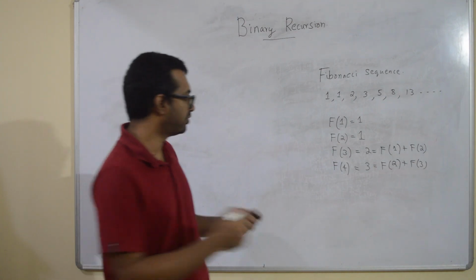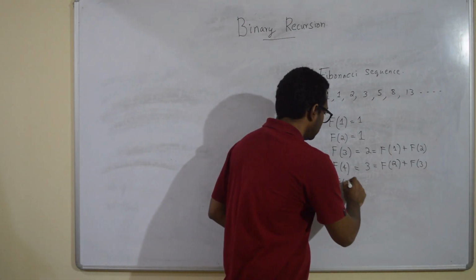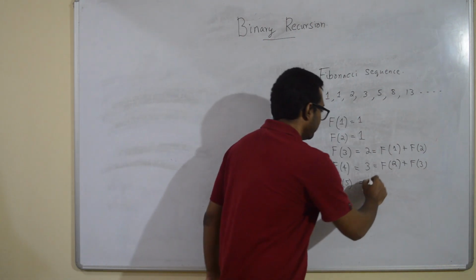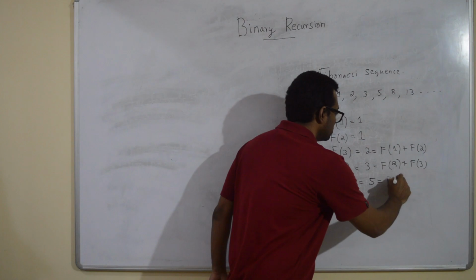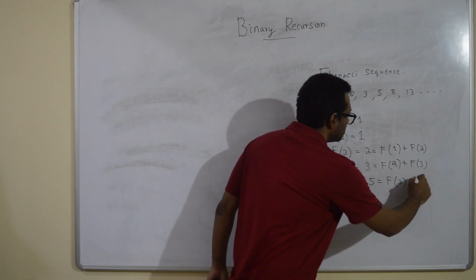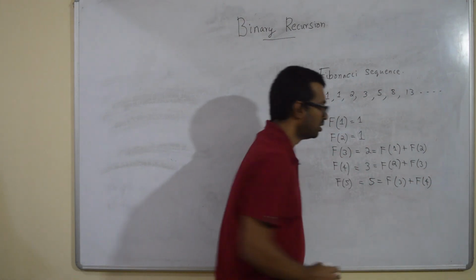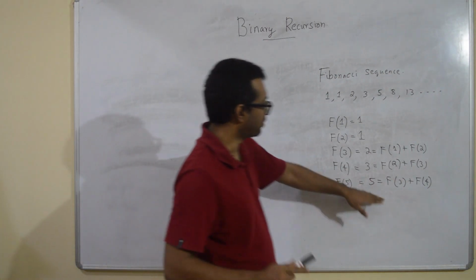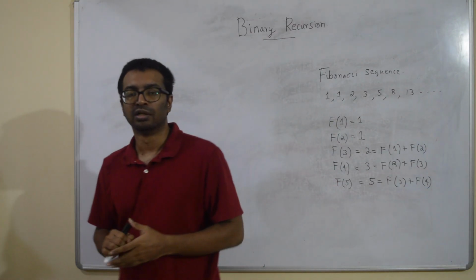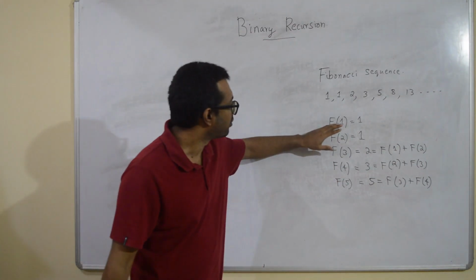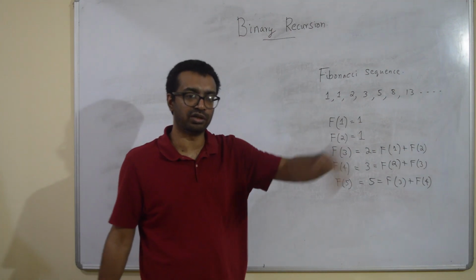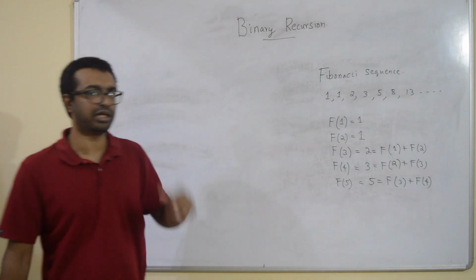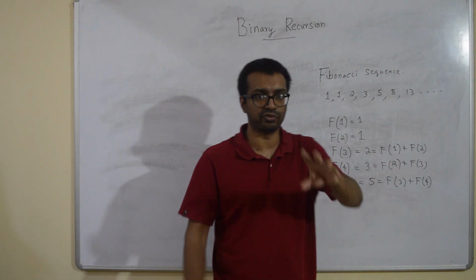And the fifth is 5. Okay, f of 5 is f of 3 plus f of 4. As you can see, f of 5 is 5. Sometimes you are confused whether the Fibonacci sequence starts at 0 or does it start at 1? I get confused, so I remember it as f of 5 is equal to 5.